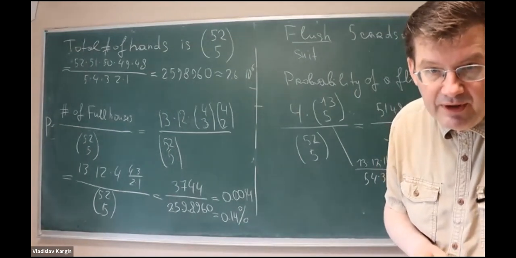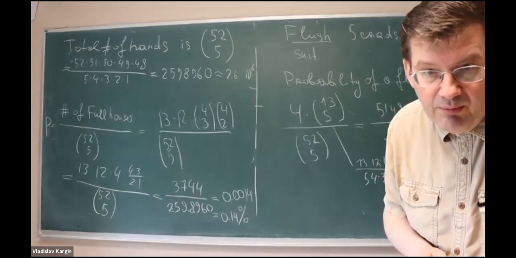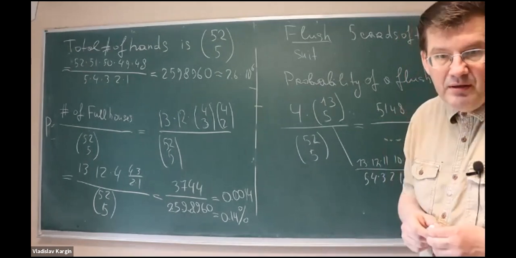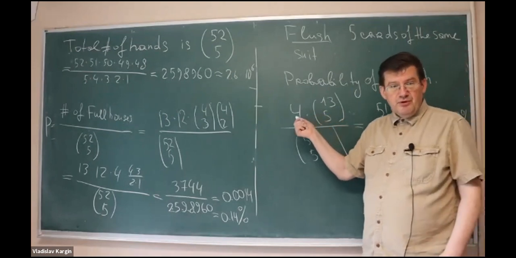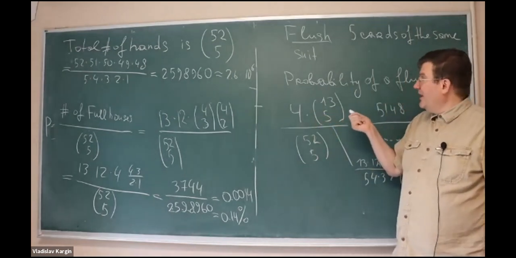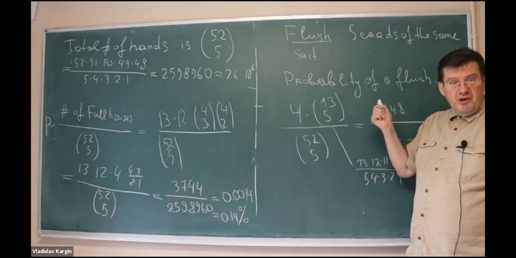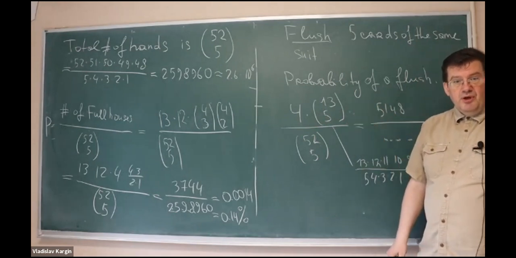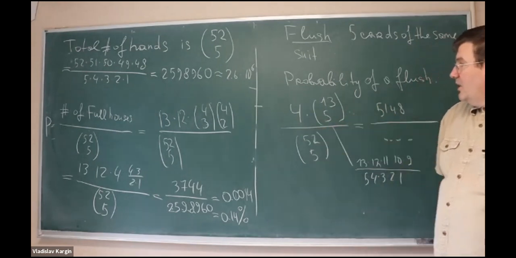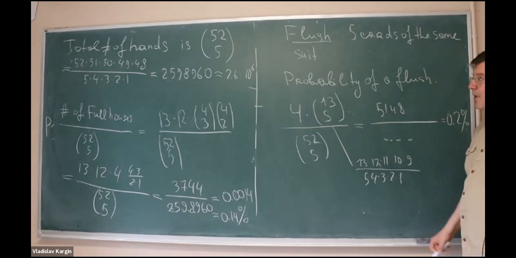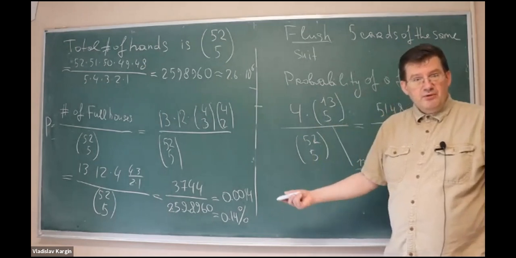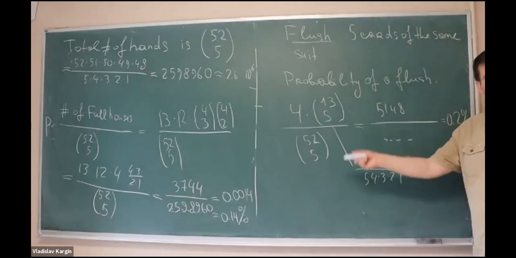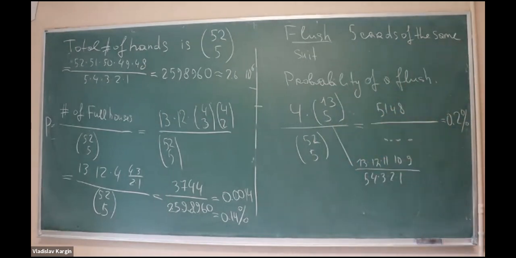Where did the 4 come from? Yeah, that's right, the answer is right. The 4 is the 4 suits. To specify a flush, you'll need to specify what suit, right? So hearts or diamonds. You can have a flush in hearts, you can have a flush in diamonds, and so on.